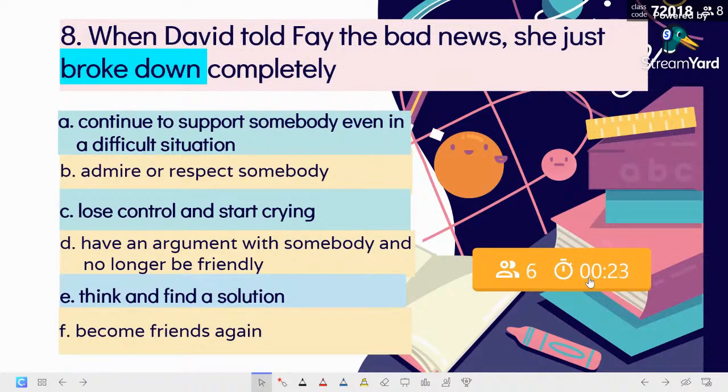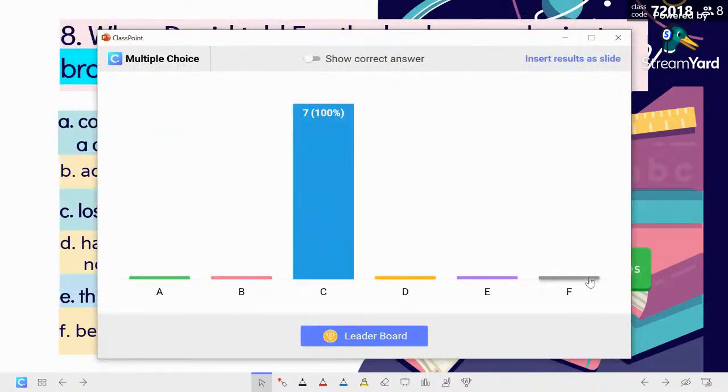When David told Faye the bad news, she just broke down completely. What do you think broke down completely means? Okay, 6 answered. 10, 9, 8, 7, 6, 5, 4, 3, 2, 1. Okay, only 7 managed to answer. Okay, yeah. All right, start crying.